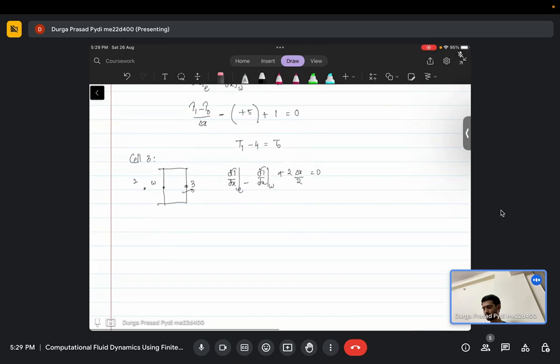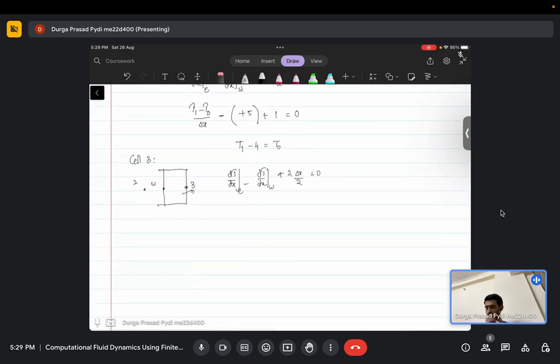So dt dx on the east face minus dt dx on the west face, plus 2 times half cell volume, delta x over 2, equals 0. dt dx on the east face will be along the positive direction, already taken as positive, so it is given as 11, minus on the west face t3 minus t2 by delta x, plus delta x equal to 0. So the equation for t3 will be 11 plus 1, delta x equal to 1, so we have 12, plus t2 equals t3.